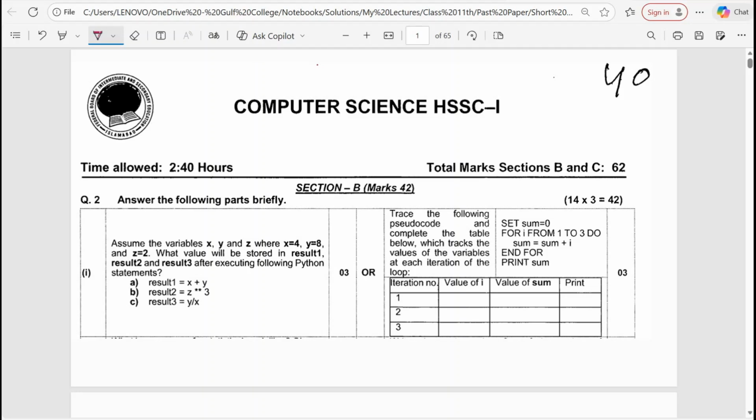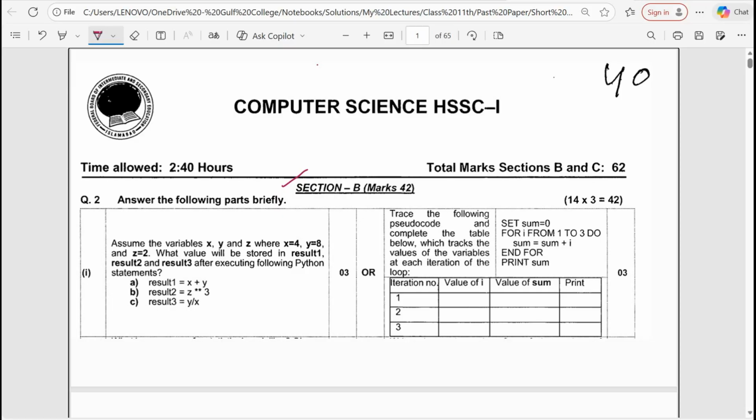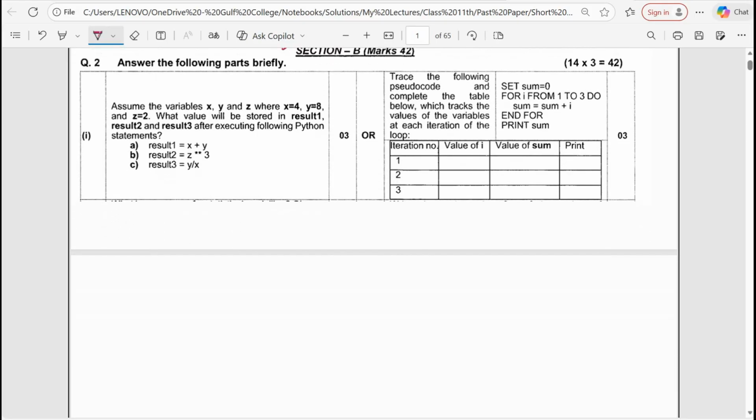This is section B and it consists of 42 marks. Question number 2, part 1. Assume the variables x, y and z where x equals 4, y equals 8 and z equals 2. What value will be stored in result 1, result 2 and result 3 after executing the following Python statements? Result 1 will get the value of x, which is 4, plus the value of y, which is 8. Result 1 will get 12.